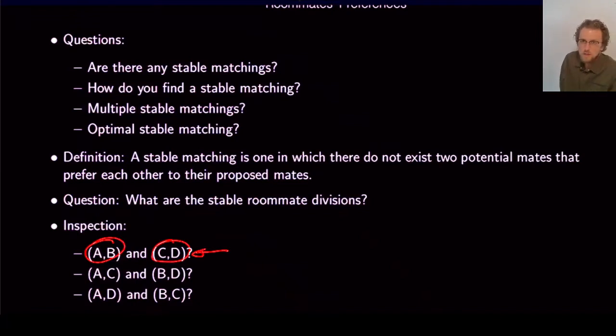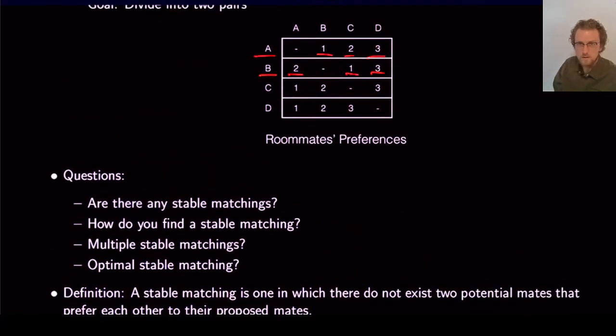And so the outcome here is that in the roommates problem, if we don't have the bipartite structure of the marriage problem or the other stable matching problem that we were looking at before, it's possible that you can define preferences in such a way that there are no stable matchings.